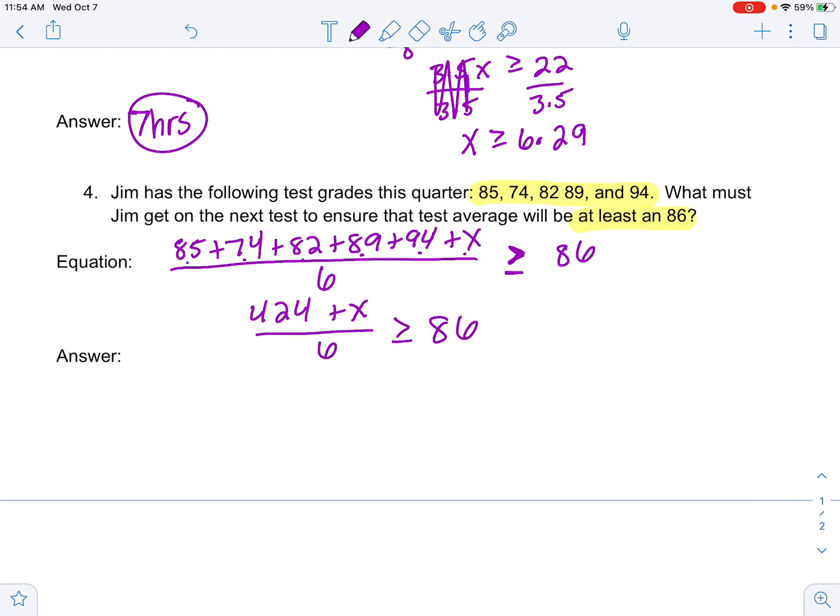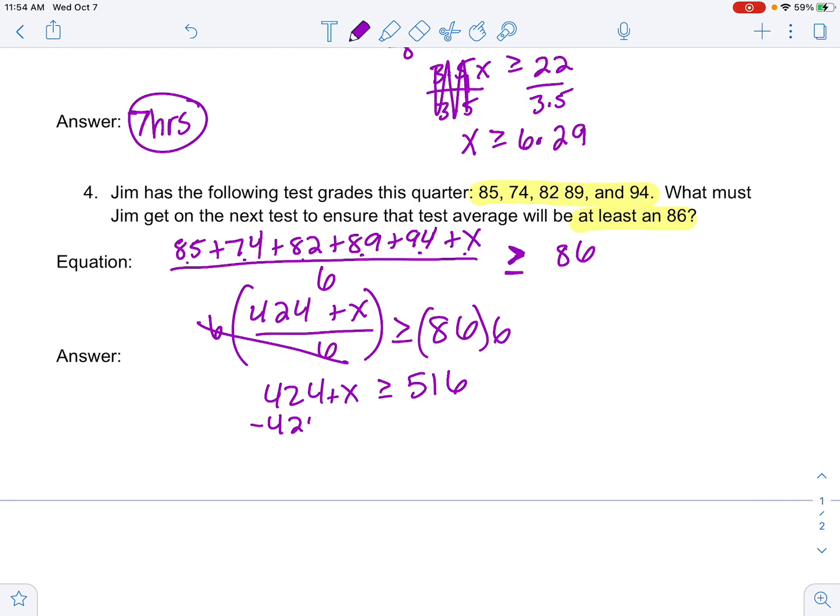Okay, from there I want you guys to pause the video and solve down for the test score that we need to have. All right, so you should have done what? To get rid of that 6, we should have multiplied both sides by 6. That gets rid of this, so we're left with 424 plus x is greater than or equal to 516.